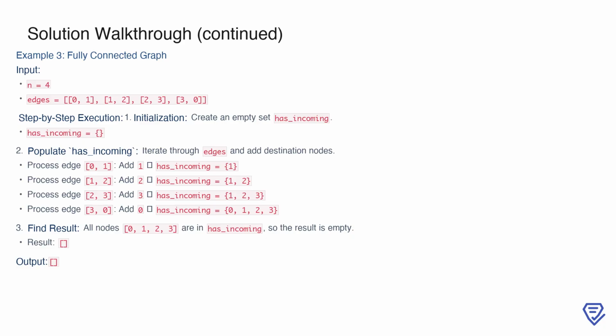To find the result, we take all nodes 0, 1, 2, 3, and exclude those in has_incoming. Since all nodes are in the set, the result is an empty list. This indicates that no single vertex is needed to reach all nodes, as the graph is fully connected.